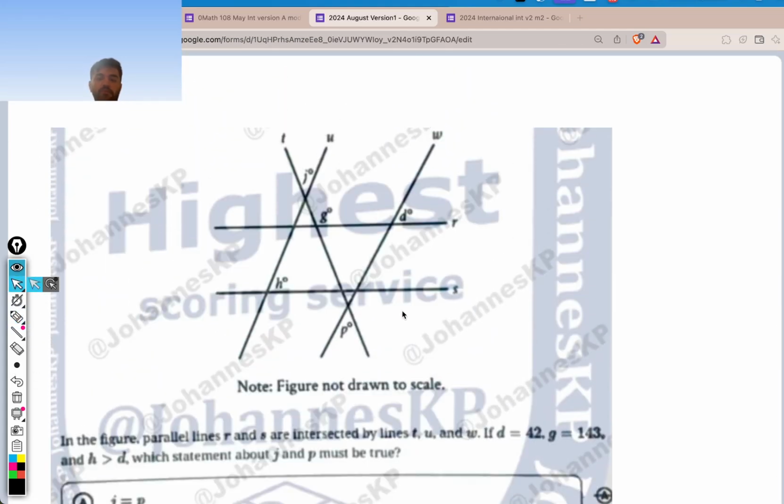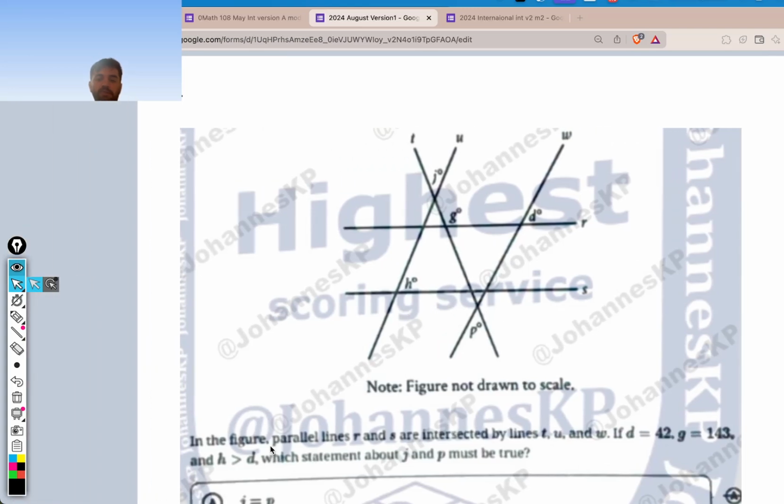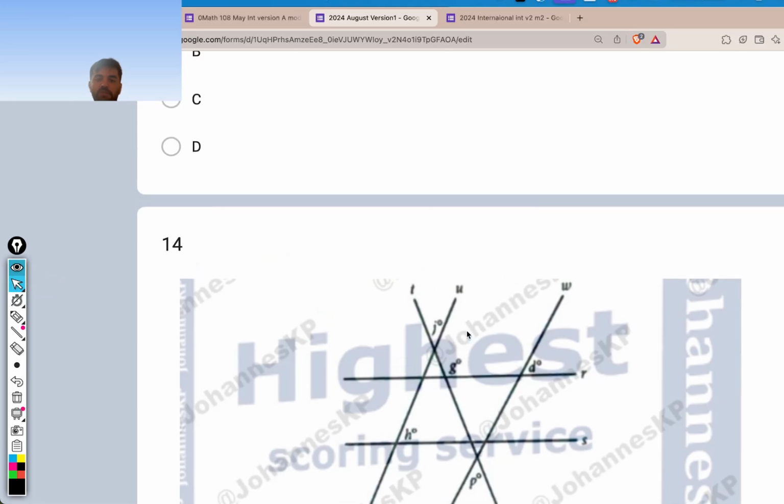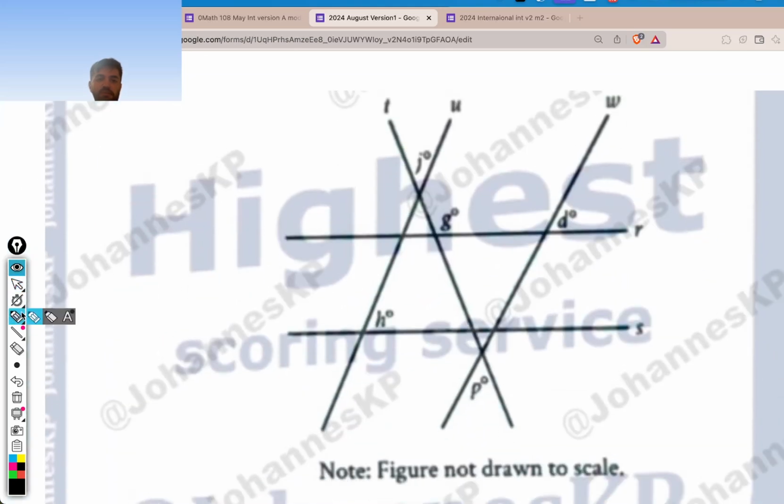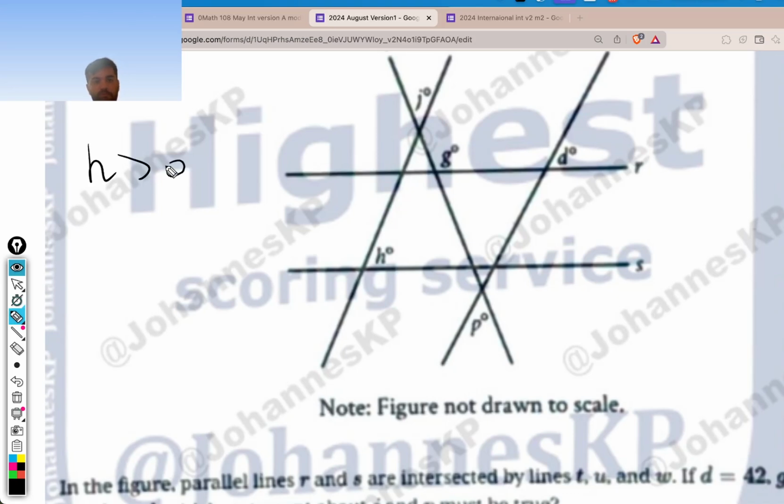14. Okay, for this question, here it says h is greater than d and compare j and p. H is greater than d, I am writing here, and compare j and p. Okay, you don't need to know these values. Here you have to look first at this obtuse angle. Here we have two triangles. This one and this one.